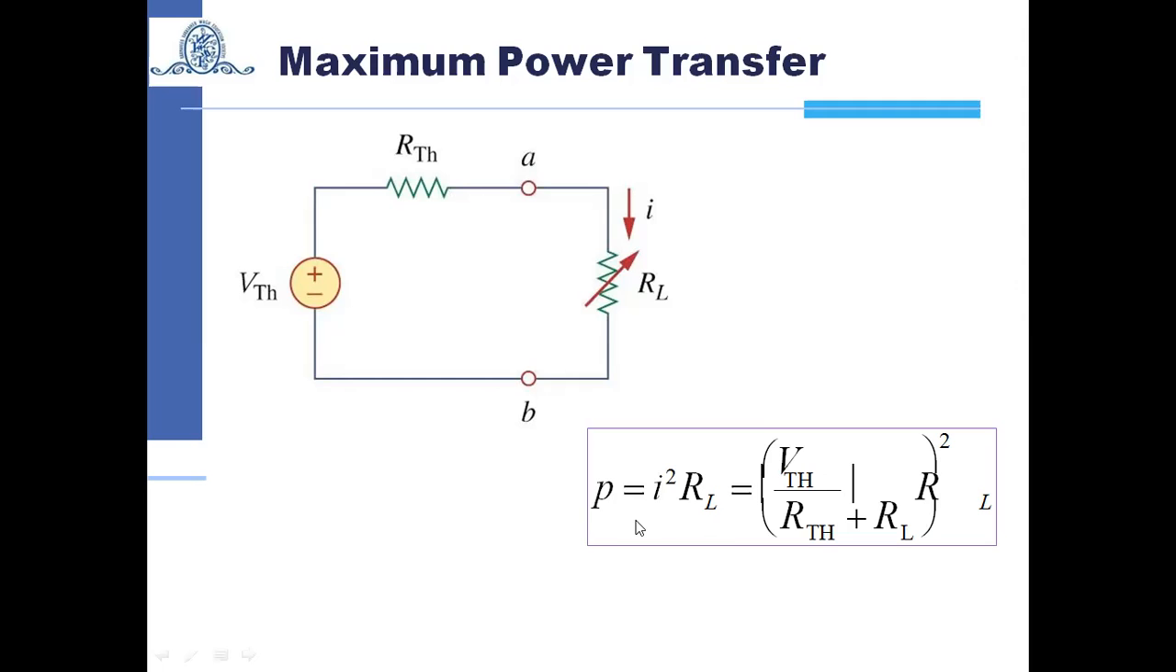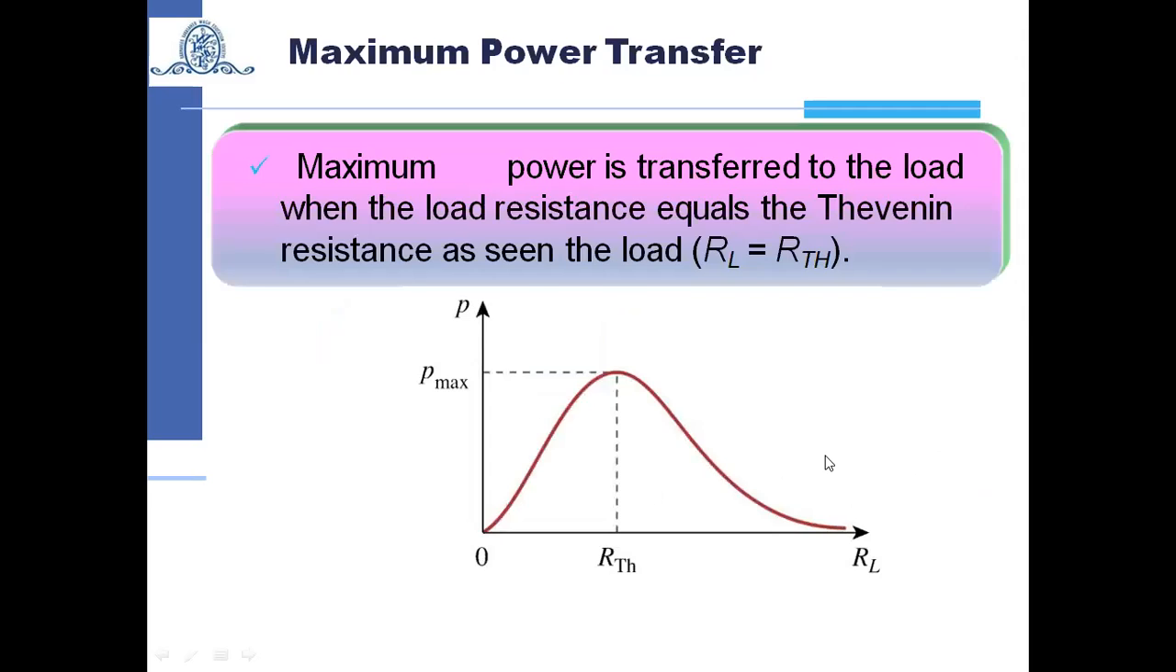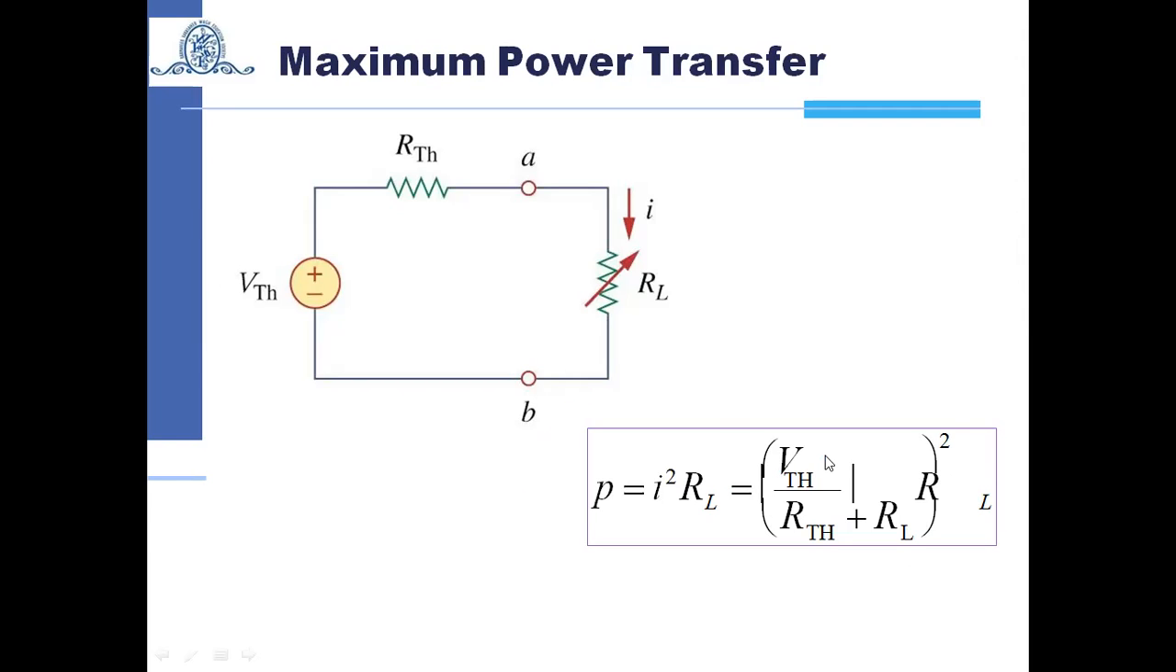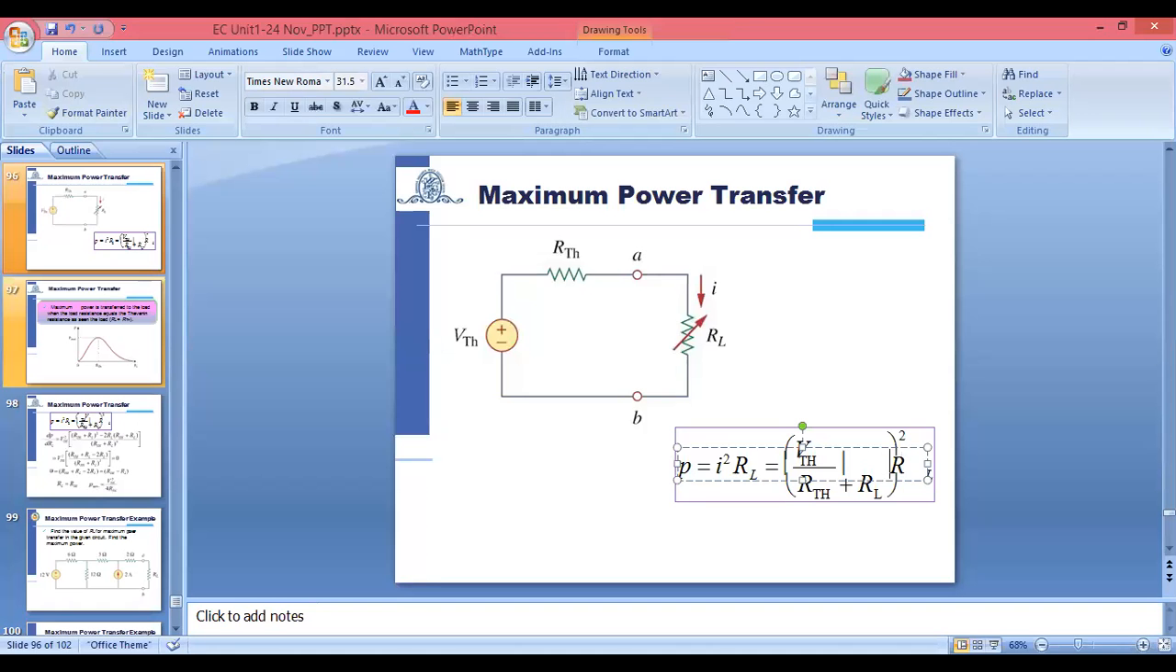So how to derive power? We know power is nothing but I square RL, because we have the formula for power as V into I. So you can write I R into I, and your equation will become I square RL. RL you will write as it is. RL you can put here as it is.